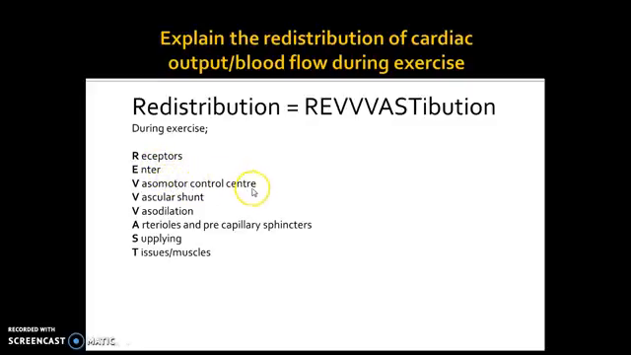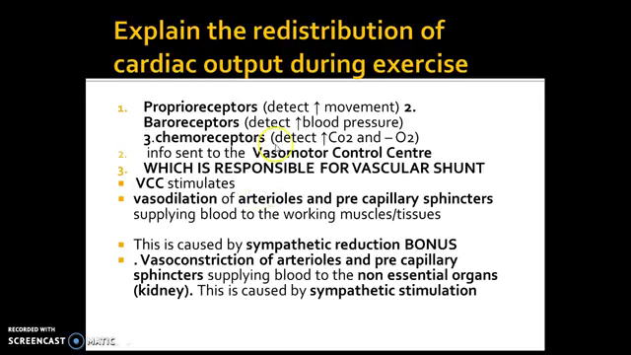The vasomotor control center stimulates vascular shunt. It does this via vasodilation, which is the opening of 2 key vessels, and the only 2 you can use are arterioles and precapillary sphincters. This means more blood flow is supplied to the working tissues or muscles. I'll let you have a look through that and see if it makes sense. That's the concept, that's what's going to be in the mark scheme. This translates into this. I'll let you pause that, then I'm going to move on.